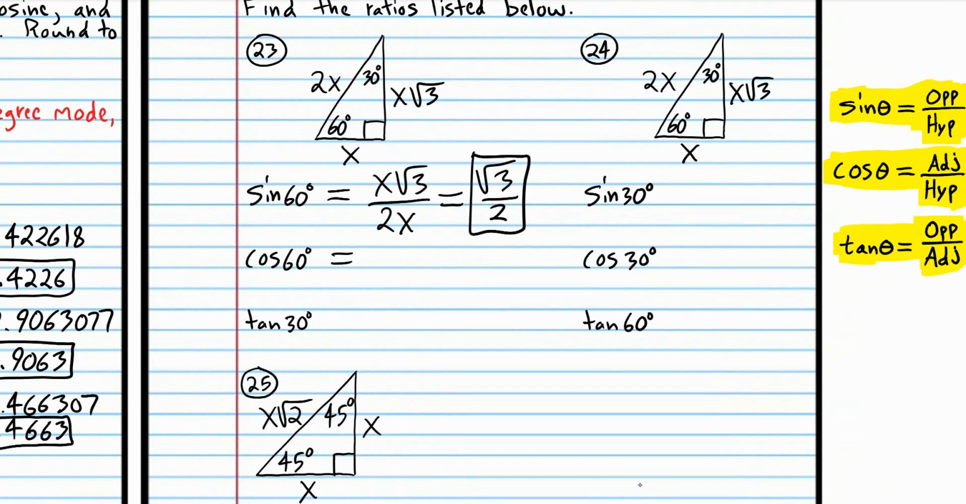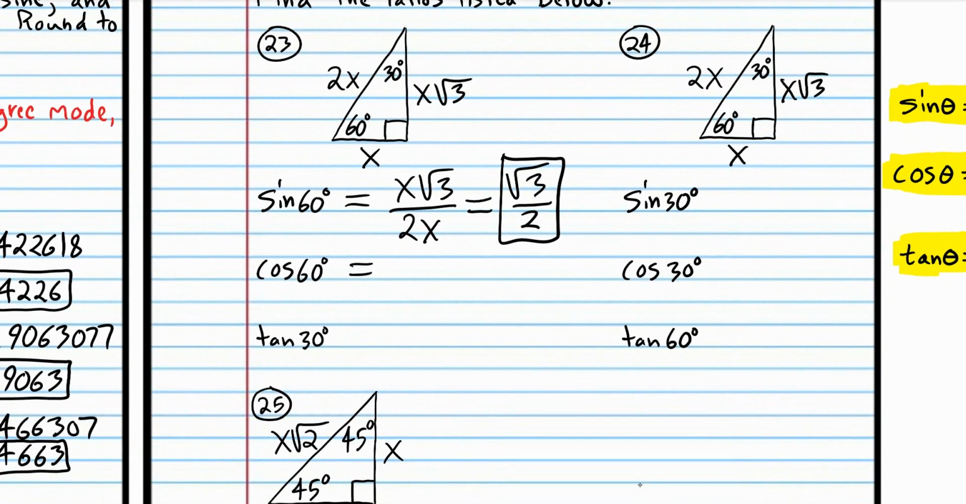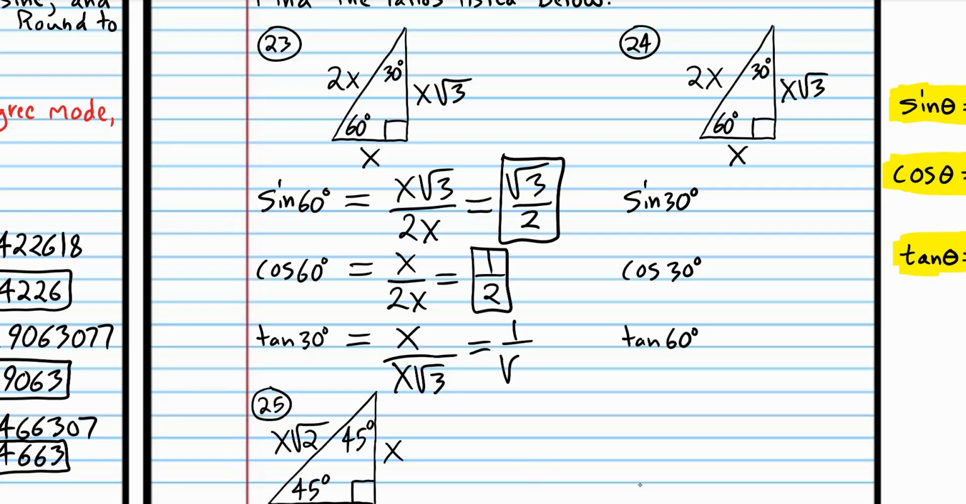But for this triangle, we don't need a calculator. We know the relation between the sides. So cosine 60 is adjacent over hypotenuse. Those x's cancel out, and you're left with 1/2. Tangent 30 is opposite over adjacent, and the opposite of 30 degrees is x, and adjacent is x root 3. If you cancel out those x's, you get 1 over root 3, multiply top and bottom by root 3, and you get root 3 over 3. Remember, you can't have a root in the denominator.